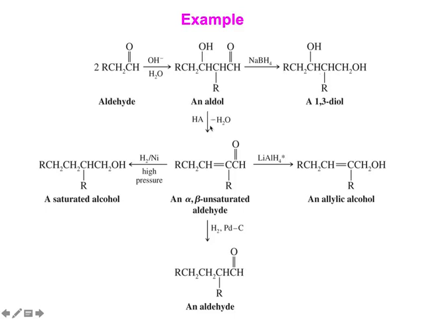This one is elimination, or we call it dehydration, so you get the alpha, beta unsaturated product. From here you reduce the C double bond O, so you get the allylic alcohol. With hydrogenation, you get the saturated alcohol. From here you continue hydrogenation and you get the aldehyde. Look at here. Even though the reaction is the same, the difference in the catalyst we use means the end product is different.